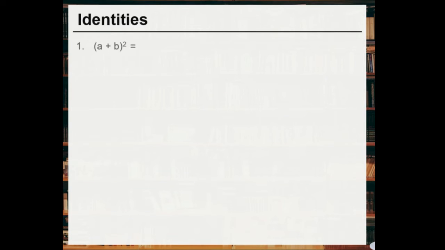The first one, the most common one, a plus b the whole square. What is a plus b the whole square? It will be a square plus 2ab plus b square. What is a minus b the whole square? A square minus 2ab plus b square.